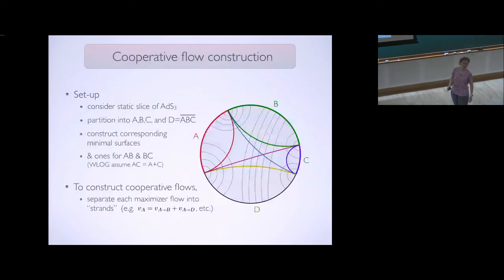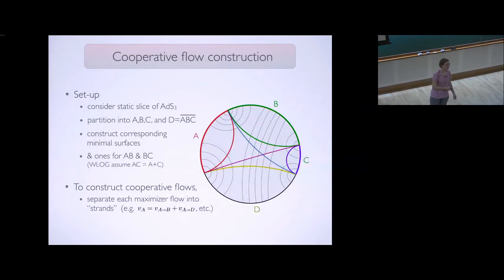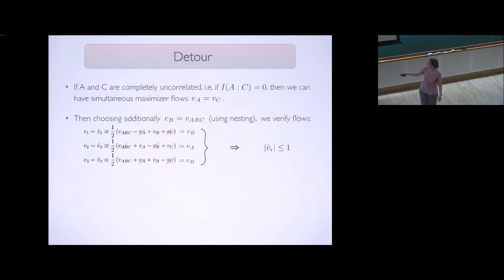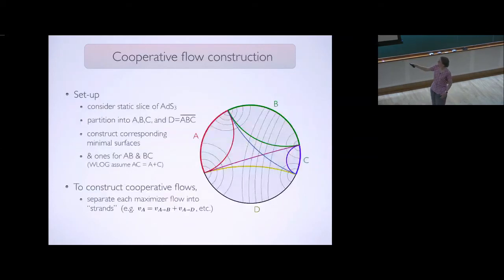Okay, so how can we do this? How do we construct flows V1, V2, and V3 that are guaranteed to really be flows and satisfy the norm bound for any set of regions ABC? We're instructed to find the maximizer flow for ABC such that the expressions we had on the previous page actually do satisfy this norm bound. It's not going to be true for any maximizer flows here, but we're going to construct specific maximizer flows that will guarantee that the norm bound is satisfied. So how do we do it?